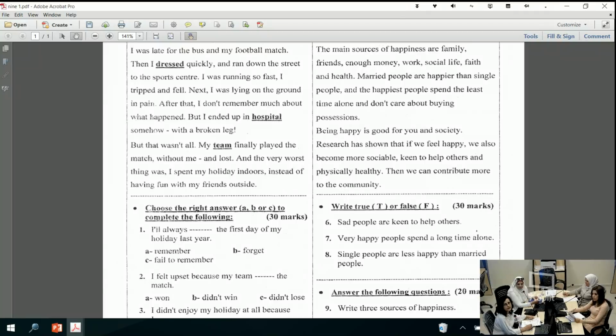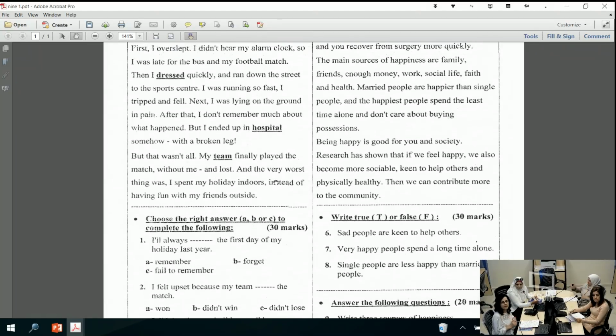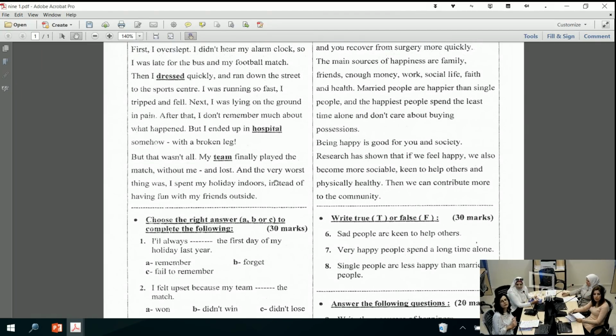Ms. Huda, number 8. Single people are less happy than married people. This is true. Married people are happier, so single people are less happy. Students need to know this, not only to see the word happy. They have just less. In the text it is mentioned that married people are happier than single people. And here single people are less happy. So it is the same meaning. It is true.